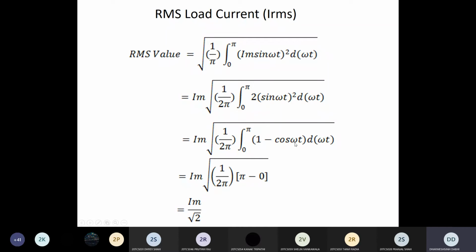Clear? Here there is a mistake. Here it should be cos 2 omega t, not only cos omega t, because sin square omega t is 1 minus cos 2 omega t divided by 2. So after simplification of this, you get the final answer for the RMS value as Im by square root of 2. Clear? Im by root 2.